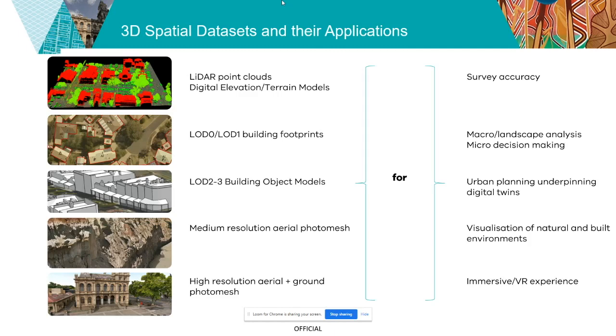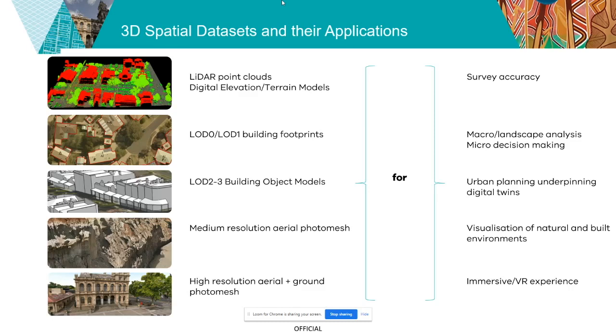Then we have LOD 0 and LOD 1 models, terminology I'll describe later. These are building footprints for both the macro analysis but also micro decision making on individual buildings, such as intersection of a building with a flood polygon by a water authority. And then we have the LOD 2 and above building object models, which are used for urban planning. These data sets underpin digital twins.